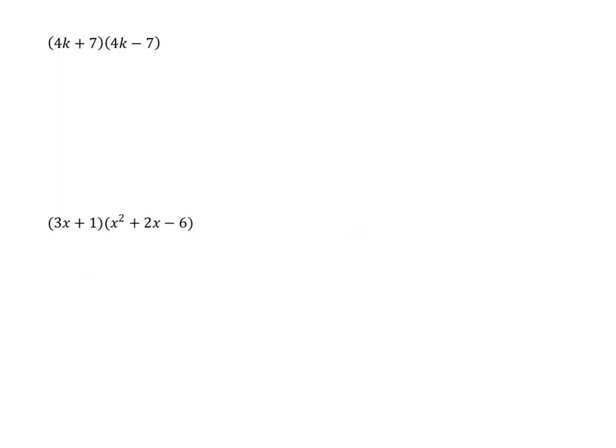Taking a look at the next problem, right, 4k plus 7, 4k minus 7, that will be a difference of squares. So it's going to be this a term squared. Well, that's simple enough. 4k times 4k, that's 16k squared, minus b squared. 7 times negative 7, that becomes negative 49.